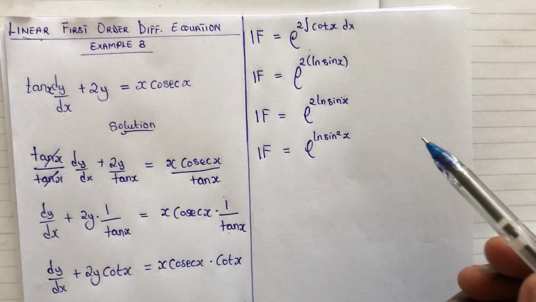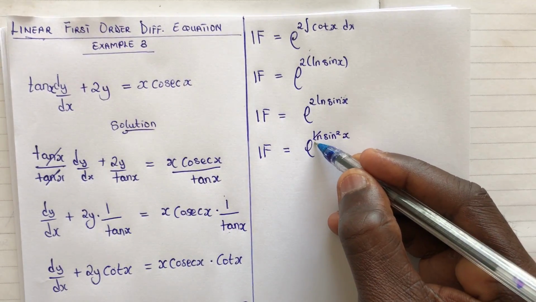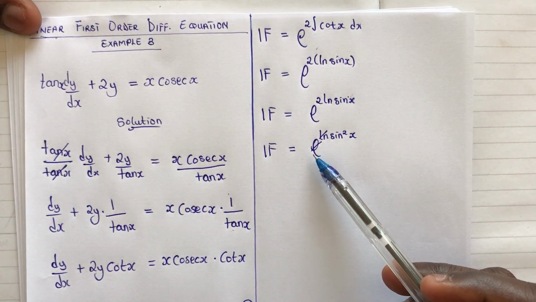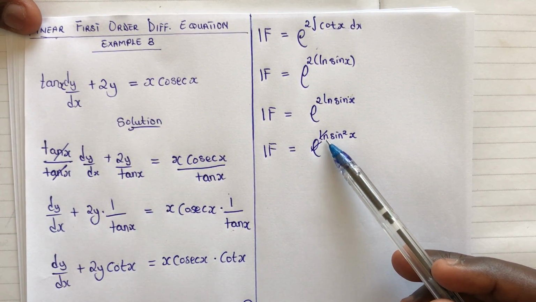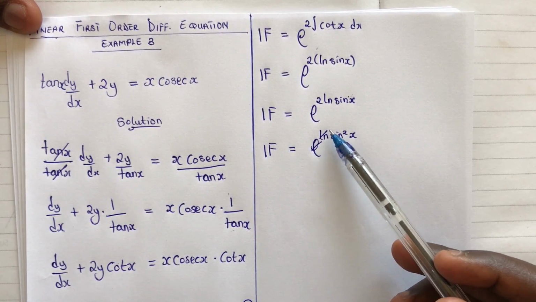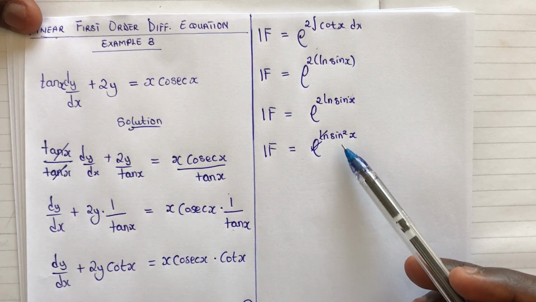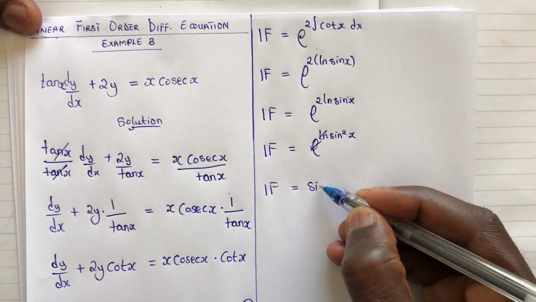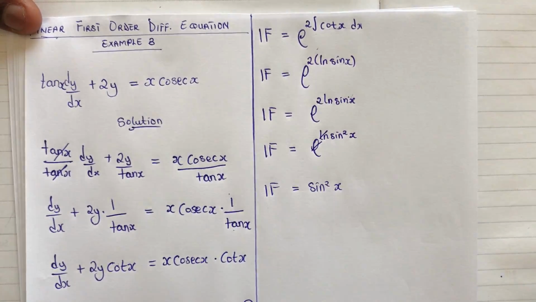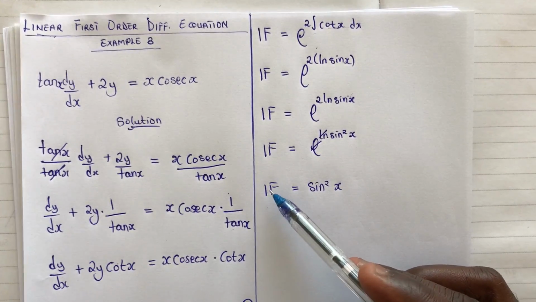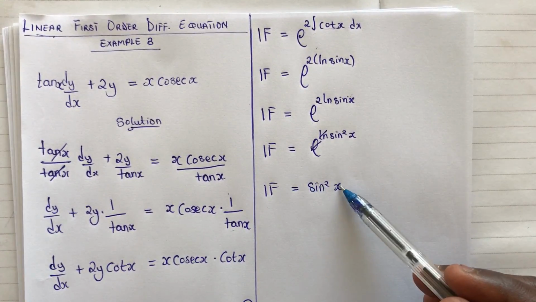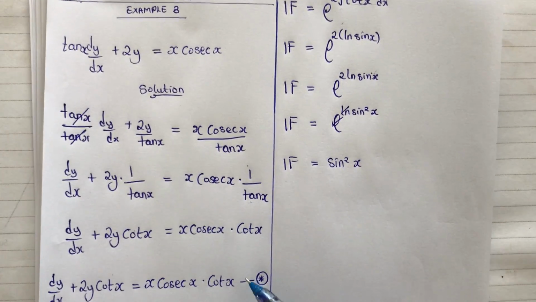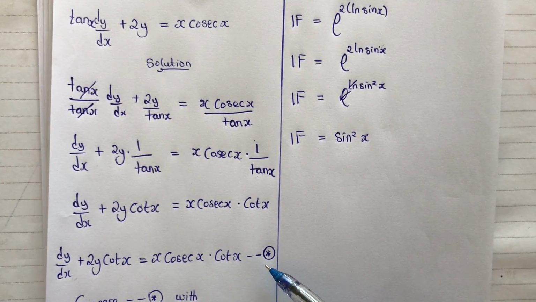Now, after we get here, ln can now cancel the exponential function. So anytime you raise an exponential function to the natural log, they will cancel each other and you'll be left with whatever function you have there. So we have our IF equal to sine squared x. So now I have been able to solve for the integrating factor. Your next step is to use the integrating factor to multiply the equation star, your main equation.